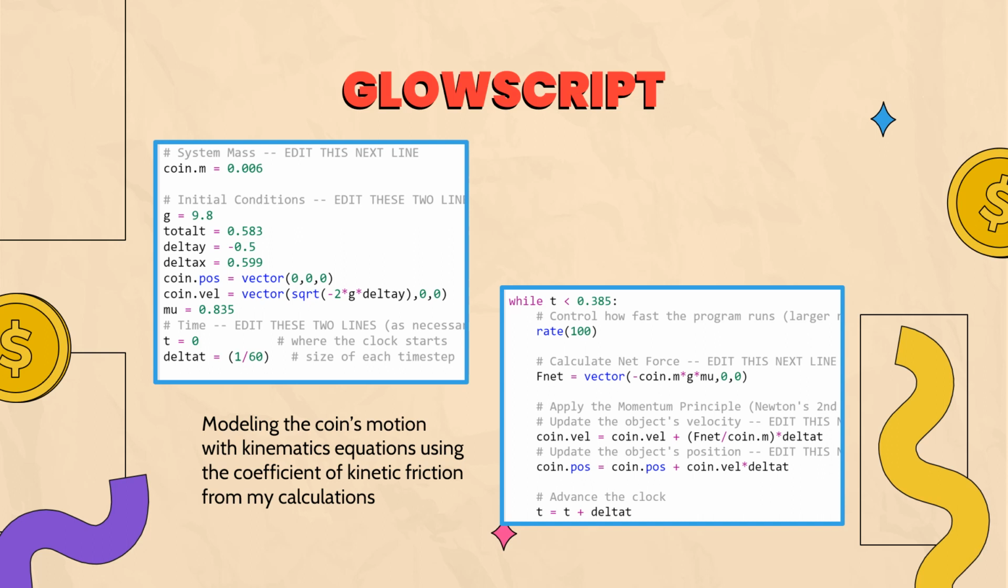In the loop of the GlowScript model, the coin is modeled where the net force on the coin is just the friction force. This model also just shows the coin's motion from when it reaches the bottom of the incline to when it comes to rest. So inside the loop, there's the velocity update formula to update velocity, and then the position update formula to update the position.